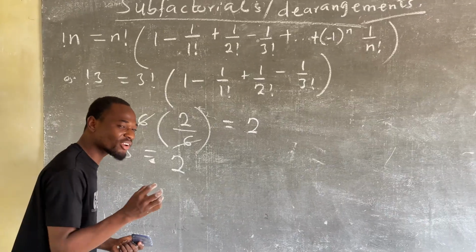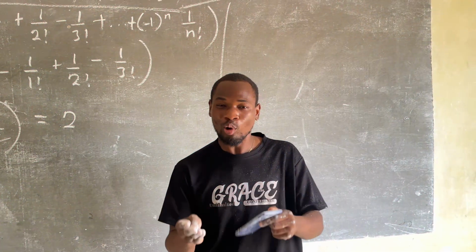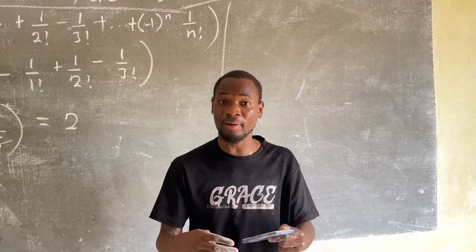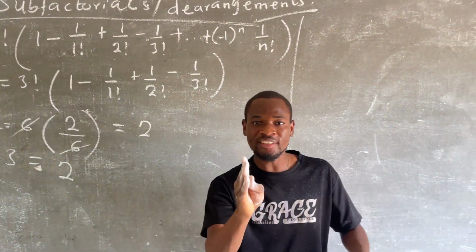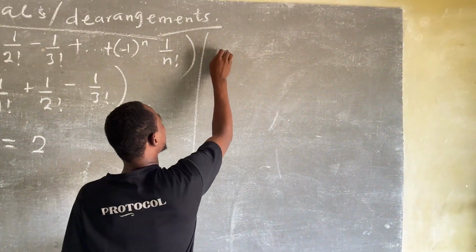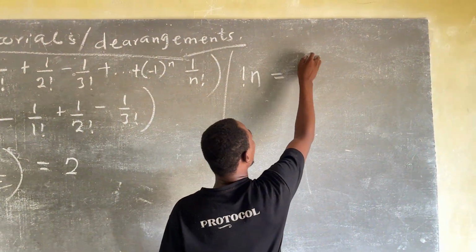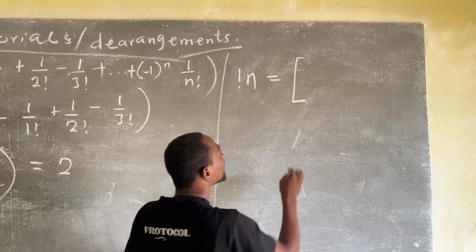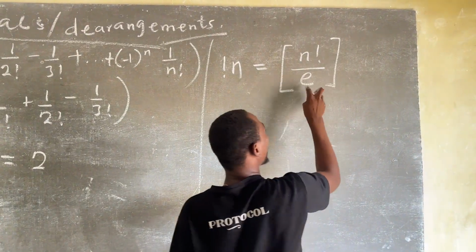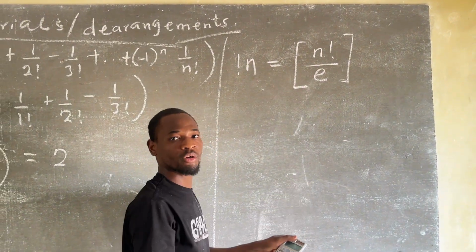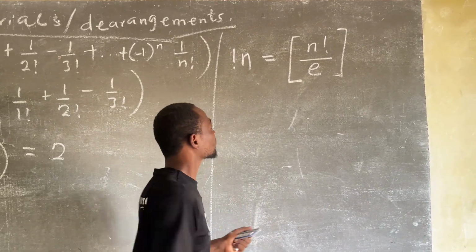You may not be interested in this approach, so here is a different mathematical approach to solving this same question. You have subfactorial of n given by a bracket around n factorial all over e. You have e on your calculator. You just punch everything in, then you have your answer straight away.